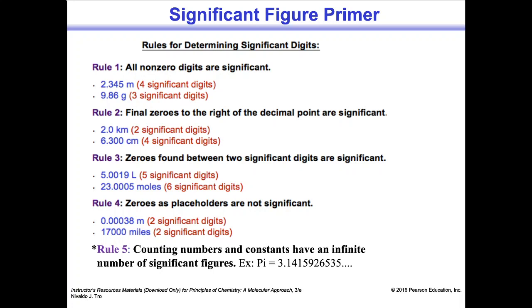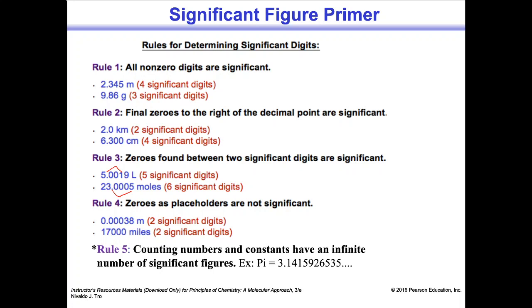Okay. So rule 3, zeros found between two significant digits are our trap zeros. Since they're between two significant digits, they will be significant. So these two zeros trapped between the 5 and the 1 are significant, and these 3 zeros trapped between the 3 and the 5 are significant.